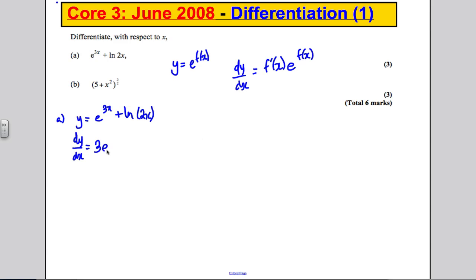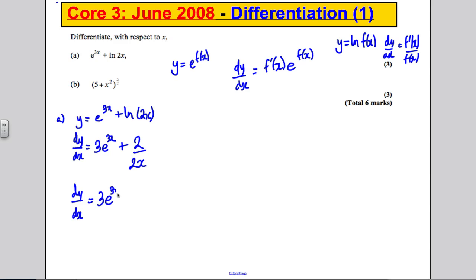So this would be 3e to the 3x. Also remember that if y is equal to ln f of x, then dy by dx is f dashed x over f of x, which would be equal to 2 over 2x. So tidying this up, dy by dx is therefore equal to 3e to the 3x plus 1 over x.